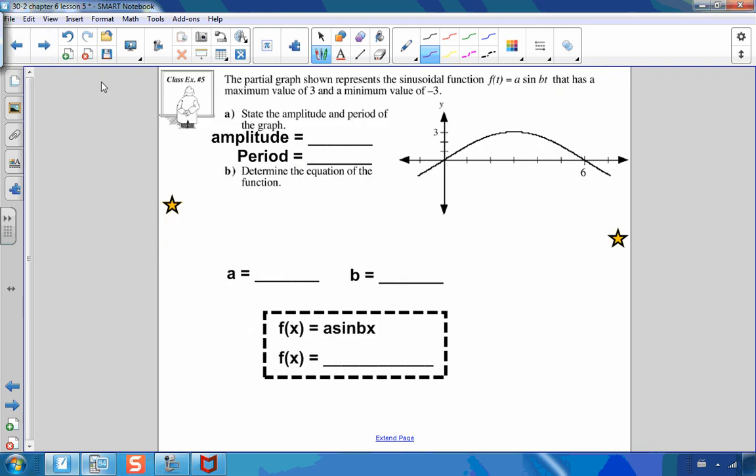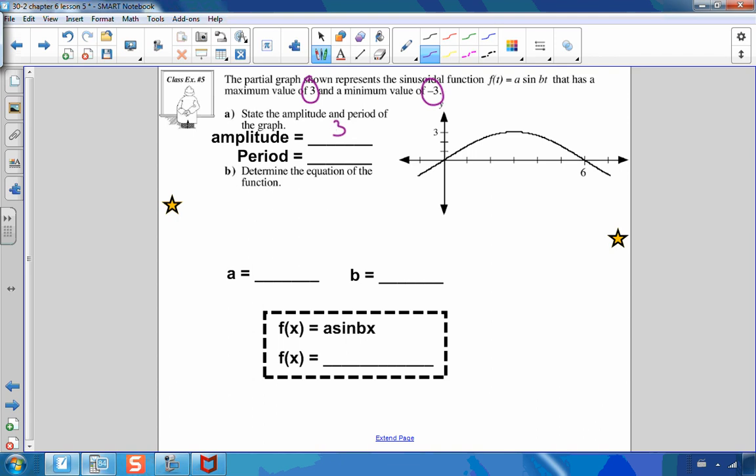Okay, let's look at this example here. The partial graph represents the sine function f of t equals a sine bt that has a max value of 3 and a min value of -3. So they say that because you can't really see the minimum value. Since the max and the min are the same but opposite signs, the amplitude is the max.